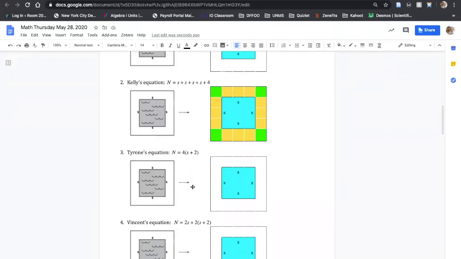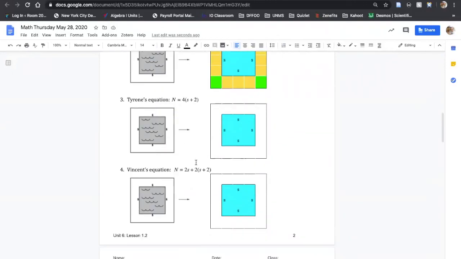Same thing. How would you do 4 times s plus 2? How could you do 2s plus 2 times s plus 2? So think about it like you have 2 s's and you have 2 s plus 2's.